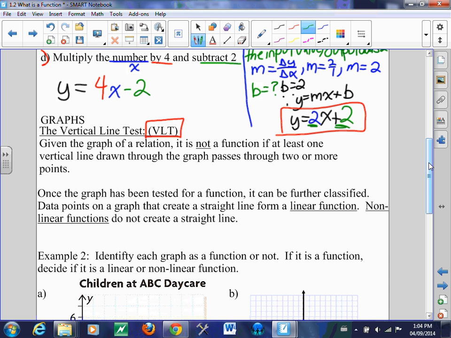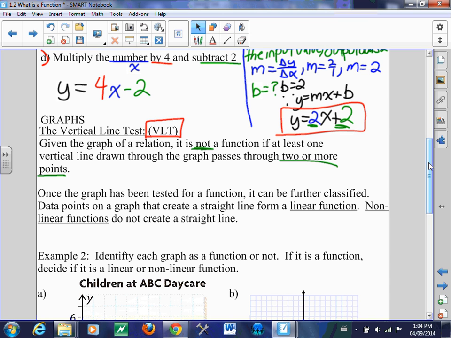It says for the vertical line test, given a graph of a relation, it is not a function if at least one vertical line drawn through the graph passes through 2 or more points. It's more confusing to explain it, so let me show you how to do it on the graphs below. Everything we're going to be talking about are relations, and that's what we've been doing in math. But we're now going to specify when a relation is a function, which means we're further classifying it. We're making it more specific.